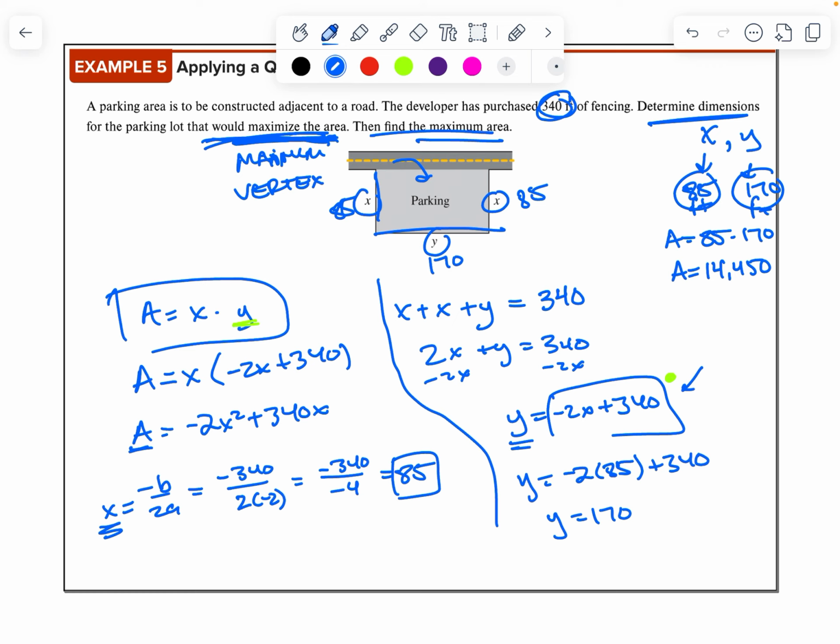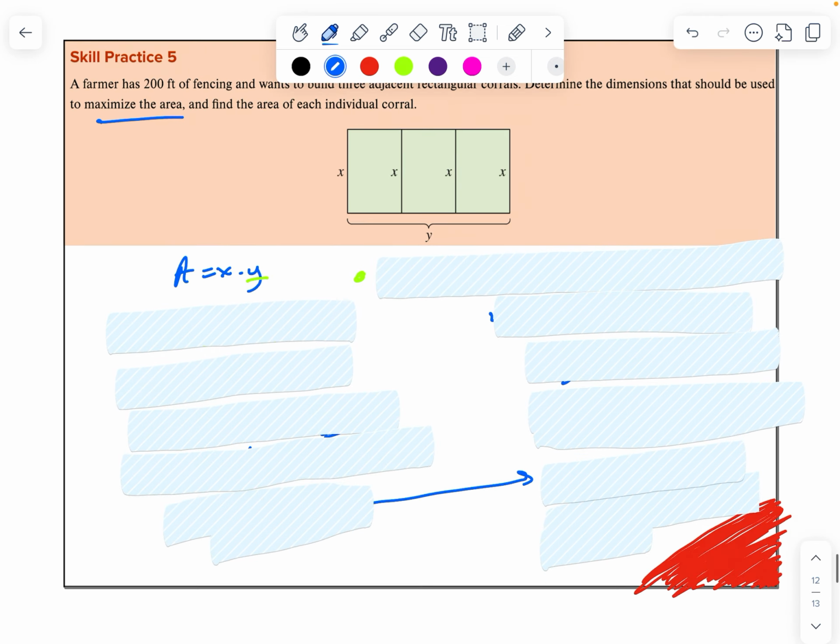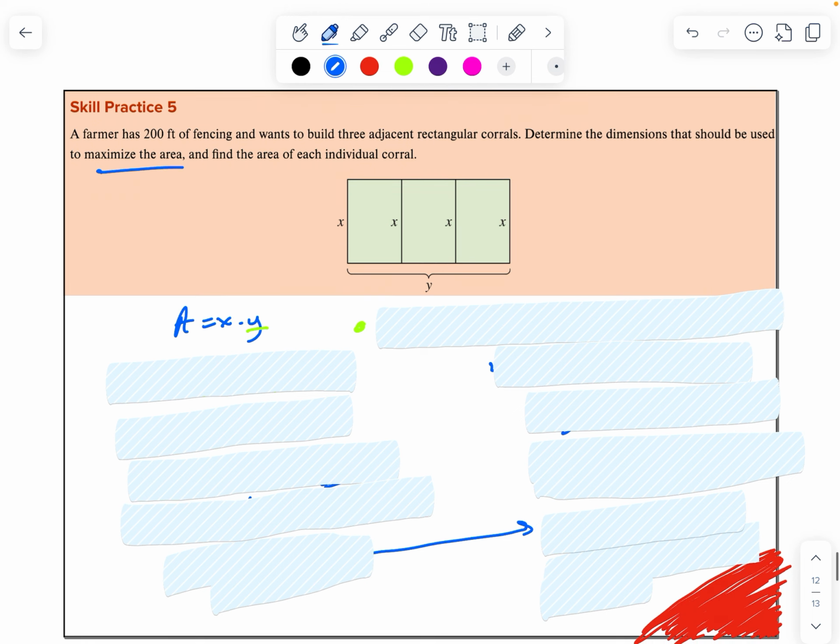One more example here. A farmer has 200 feet of fencing. Very similar problem. He wants to build 3 adjacent rectangular corrals. So we're going to have to cover all 4 of those sides with fencing. Determine the dimensions to maximize the area. Area is still just length times width, right? So area is still just x times y. Pause the video and see if you could figure this out.